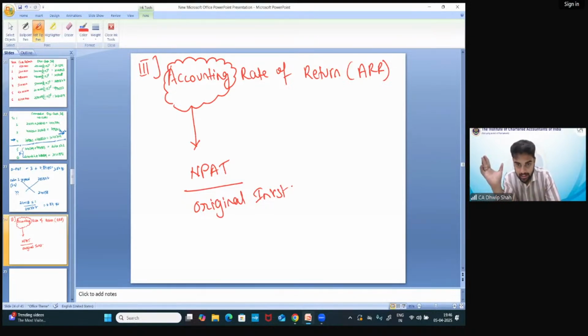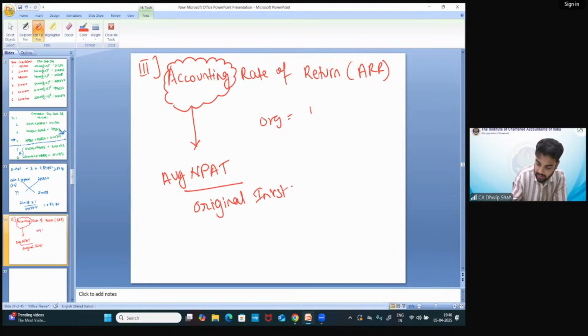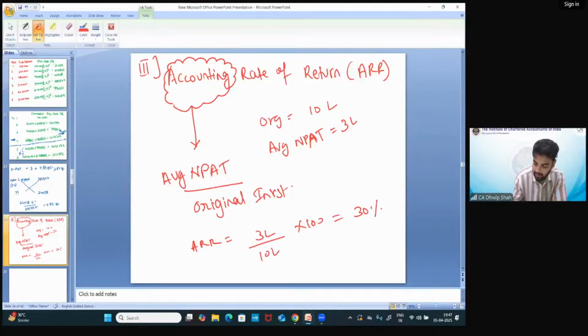Let's say you have invested 10 lakh in the business and your average NPAT, or your average profit, comes to 5 lakh. So let's say original investment is 10 lakh and average profit, not cash flows. Please mind the terms. We are more concerned with accounting earnings as far as this technique is concerned. So you have to ignore cash inflows and focus on the word profit. And let's say my average profit comes to 3 lakh per year. So my ARR would be 3 lakh divided by 10 lakh into 100, which comes to 30%. So my project has earned 30% average return, but from an accounting perspective.